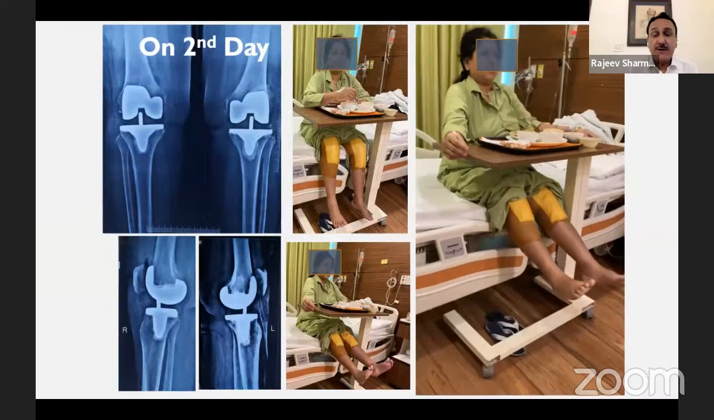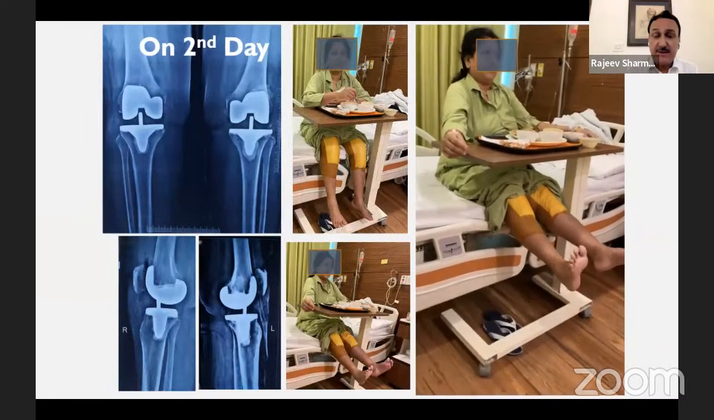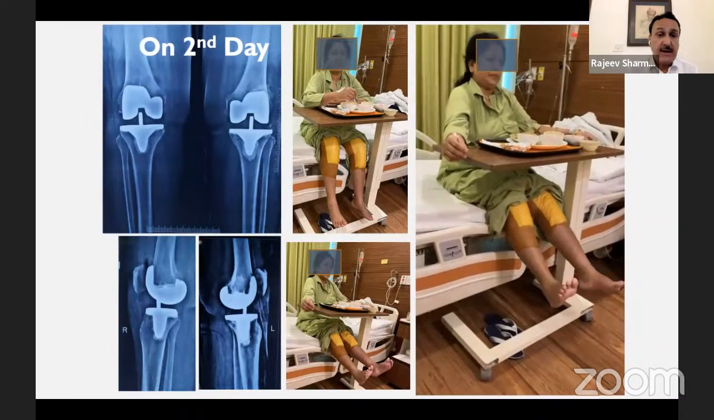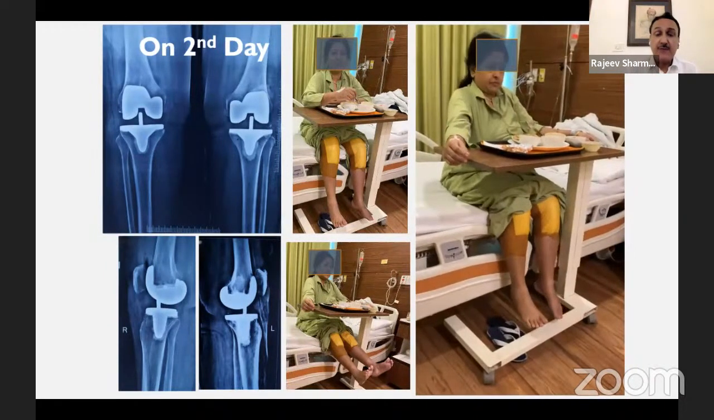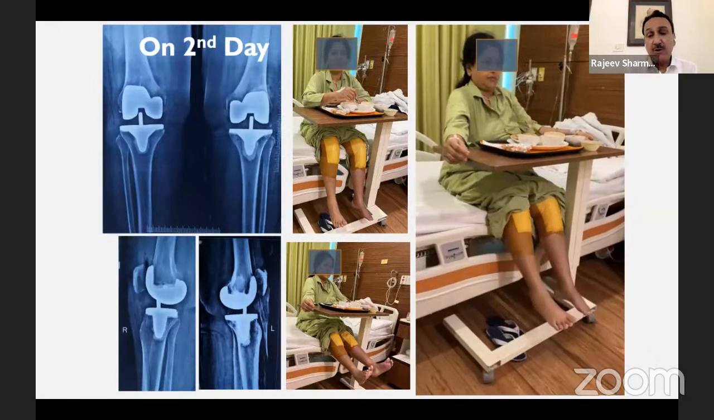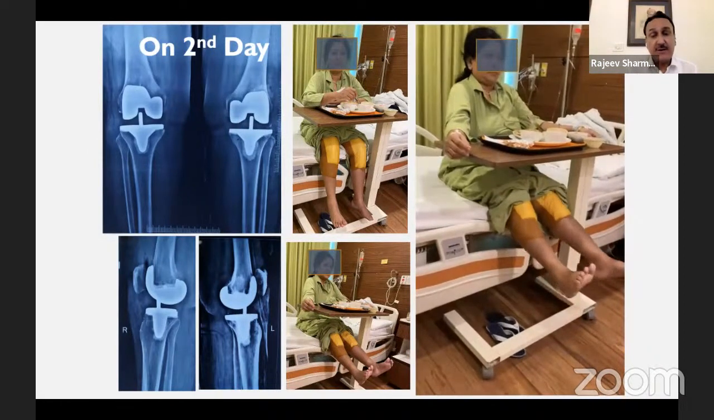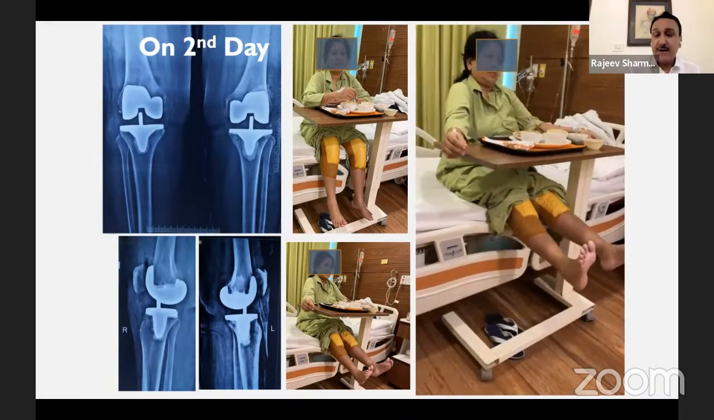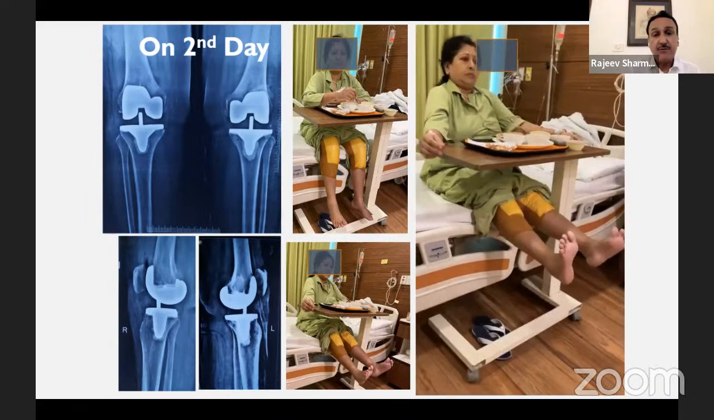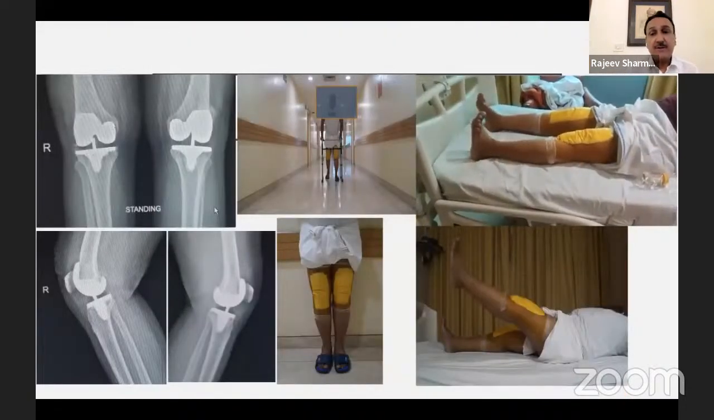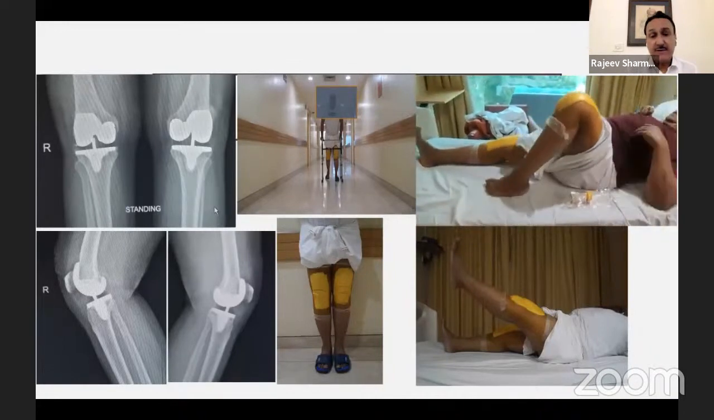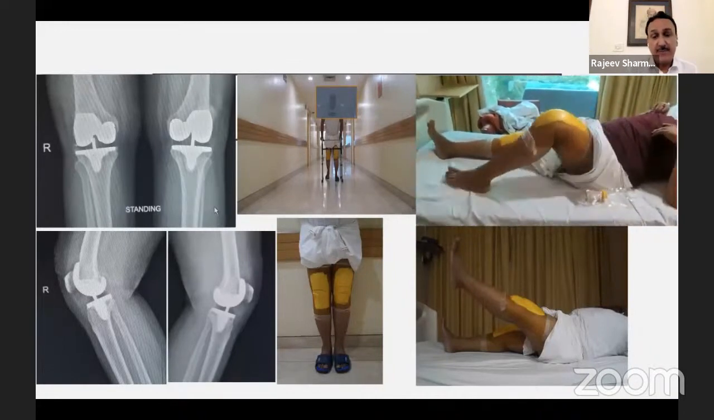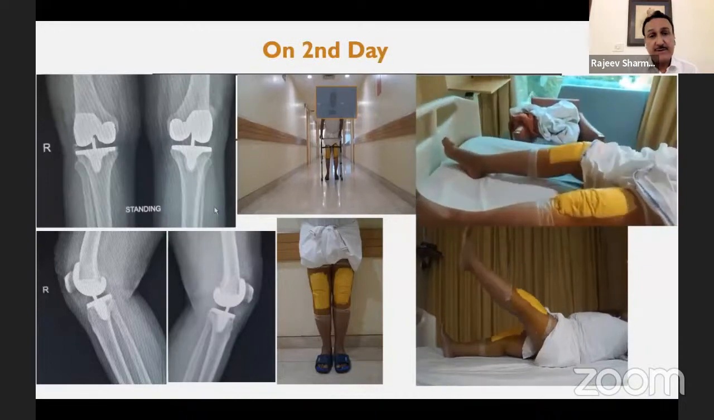You see this patient on the second day of the surgery, able to extend almost fully and having 90 degree flexion, as all my patients do. That is our routine. In almost all the patients, we have, on the second day or first day itself, 90 to 100 degrees flexion and almost full extension. You see this patient bending the knee on the second or third day of the surgery. Now that is a routine for our patients.